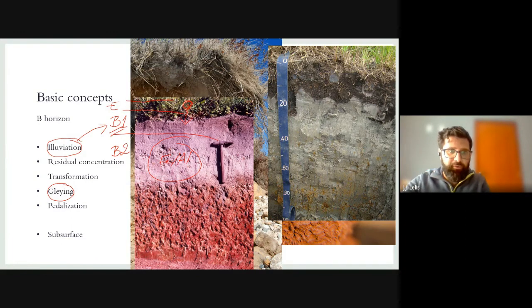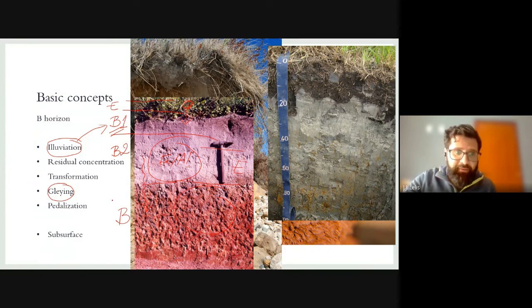The B horizon also can be produced by clay eluviation like this. So I can see here a very white and sandy horizon, the E horizon, and here we can identify a very dark and red horizon that seems a very clayey horizon that accumulates clay that moves from here to here. And here we have another B horizon.